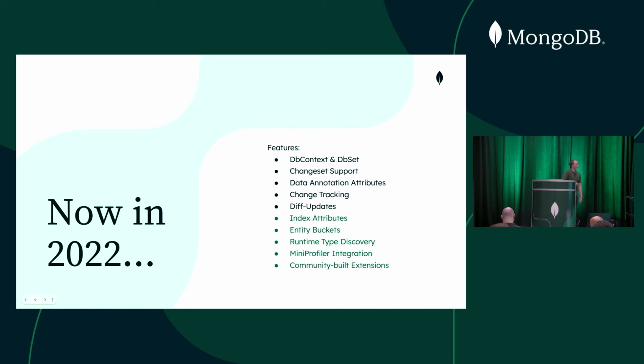Now in 2022, though, I've gone quite a bit further. So I have some other really interesting features along the lines of index attributes. In Entity Framework, you can just specify an index attribute and have that apply your index to your table. So I wanted the same thing in MongoDB. But MongoDB's got some more interesting and complex indexing support. So that was a challenge, but I'll go through that in a bit more detail later.